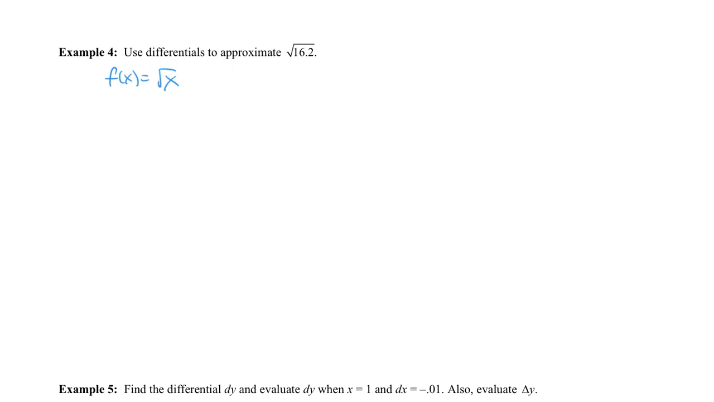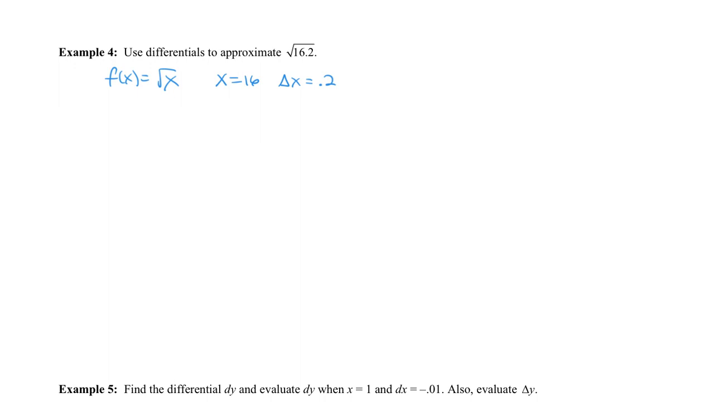This time what we want to do is think of the thing that we know the answer to. We know the square root of 16, so we're going to say x equals 16, but then delta x equals 0.2. So we're going to center our square root at 16, but then we're going to change x by 0.2 to get to 16.2. And remember that from our picture above, delta x is the same as dx, right? So then we can use a differential here.